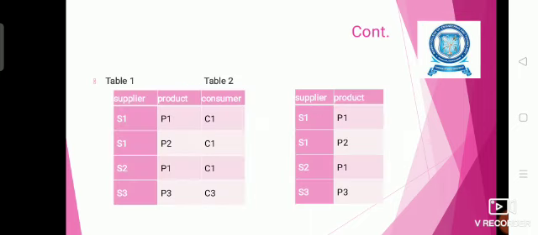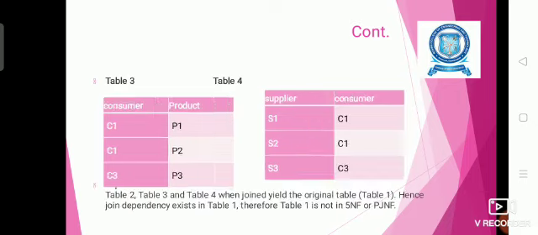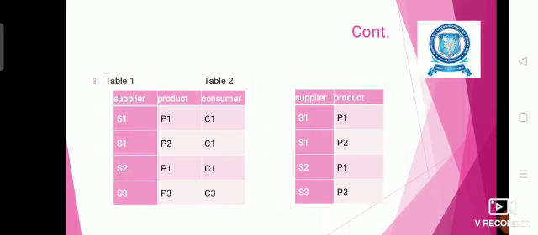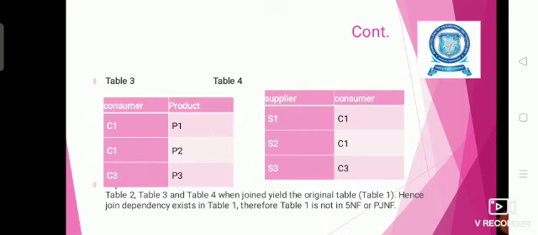For example, table 1 has suppliers S1, S2, S3, and the different products and the different consumer details are present in the original table. The original table is table 1. Table 2 is a subtable having only two attributes, supplier and product. Table 3 is another subtable having only two attributes, consumer and product. And table 4 has two attributes, supplier and consumer. So tables 2, 3, 4 are subtables.